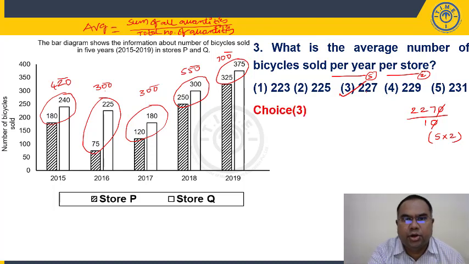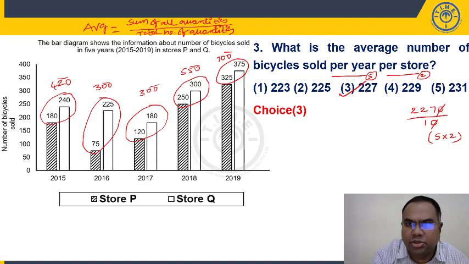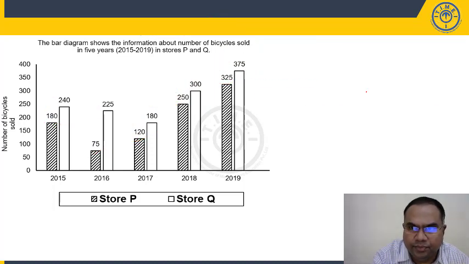227 is choice 3. So that is clear, students. It's not per year, not per store. It is average per year per store. So per year means divided by 5 because 5 years are there. Per store, your 2 stores, divided by 2. So 2270 is the total divided by 5 into 2. That is 10, students. So 227. Choice 3 should be your answer. Right? Next question on your screen, students.